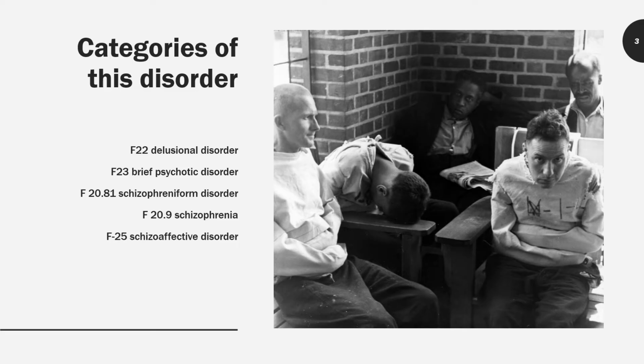The categories we will be looking at include delusional disorder, F22; brief psychotic disorder, F23; schizophreniform disorder, F20.81; schizophrenia, F20.9; and schizoaffective disorder, F25.